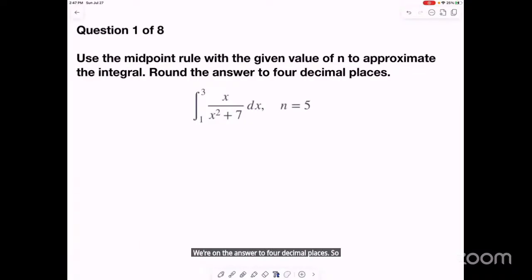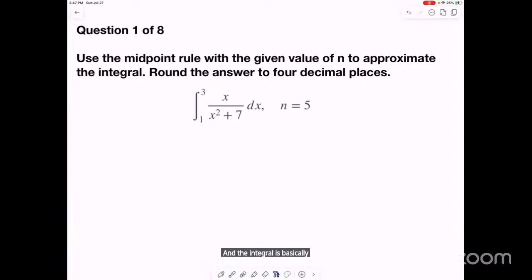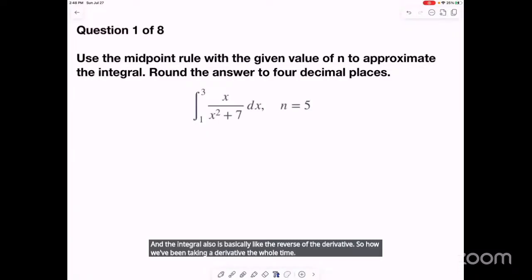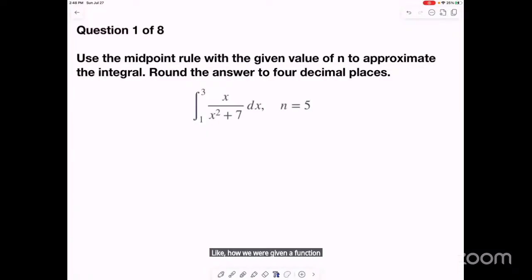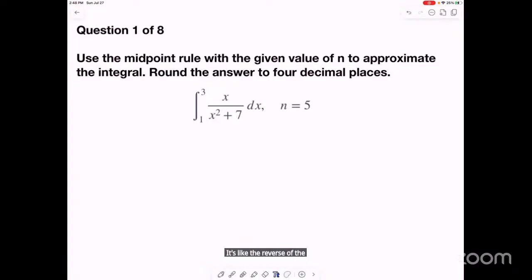So the midpoint rule is an approximation technique for finding the integral of a curve, and the integral is basically giving us the area under the curve. The integral is also basically the reverse of the derivative. How we've been taking the derivative the whole time, we were given a function, we take the derivative, we get an answer. So with the integral, we start with the answer, and it's a method for us to work backwards. It's like the reverse of the derivative to get back to the original.